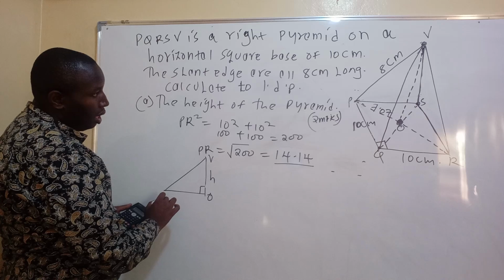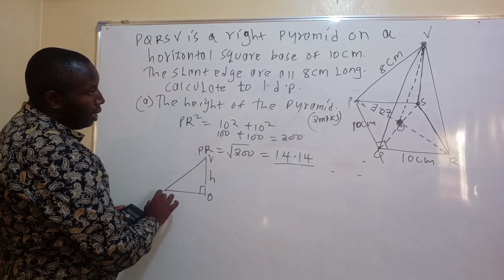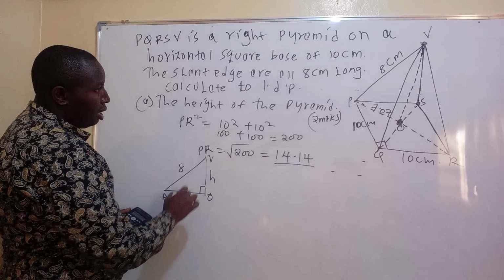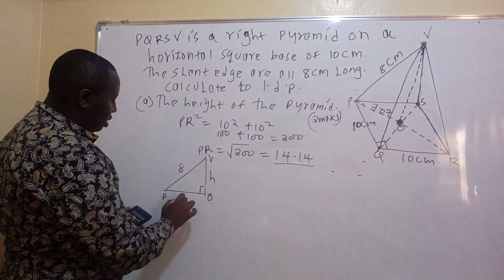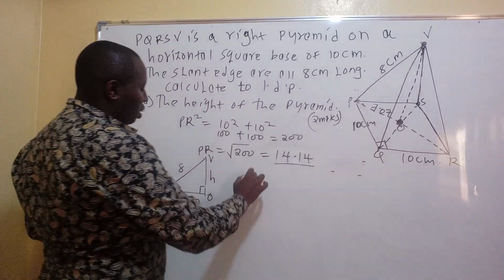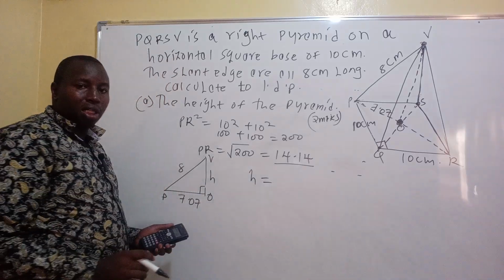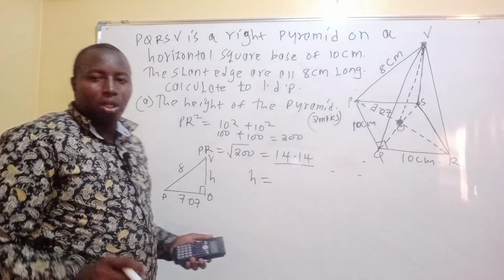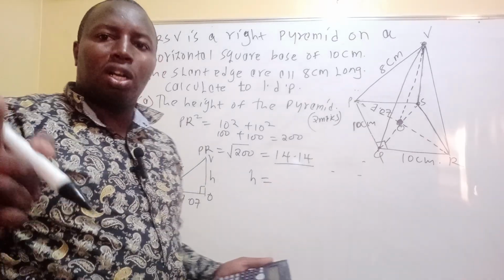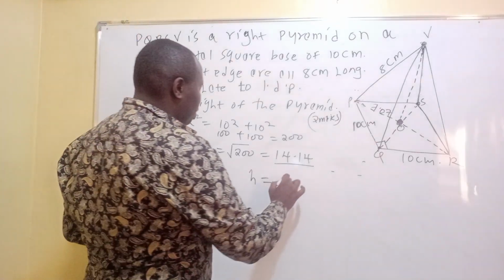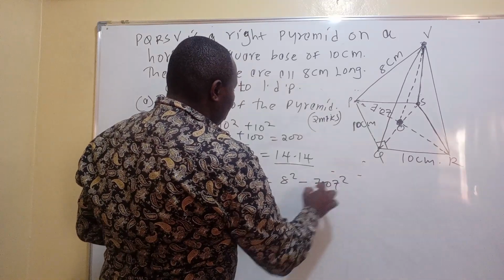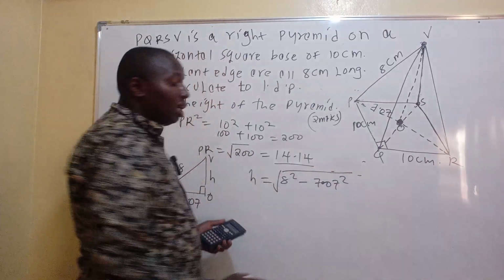So this is P. VP is 8 centimeters. Now PO is 7.07. So what is the height? This forms a right-angled triangle, so use the Pythagoras theorem. You say 8 squared minus 7.07 squared, then you find the square root. That will be the height.